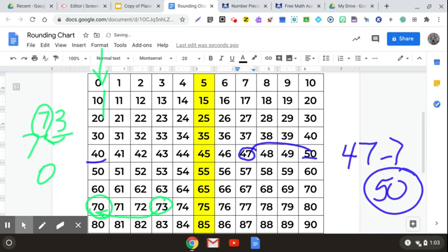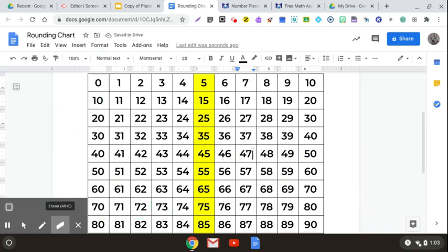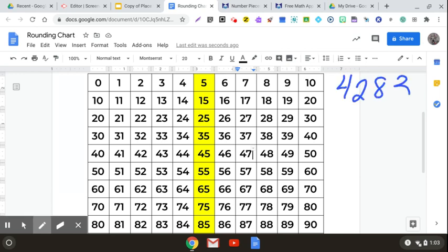So I'm going to erase what's on here, and let's do a couple more. I think this is really the most helpful way to do this. Let's do another number. Let's do a bigger number. Let's do something more challenging. Let's round 4,283 to the nearest hundredths place.